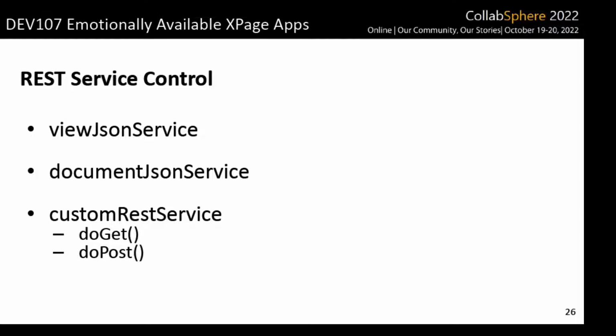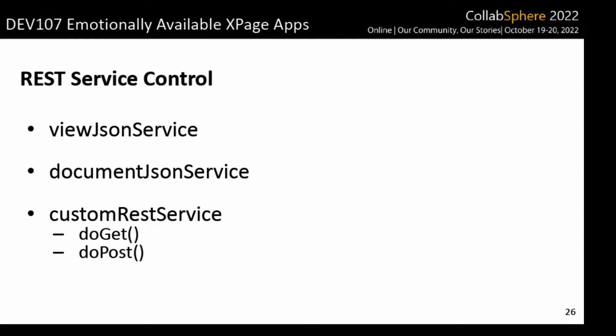First is the view.json service. This is a control that we use extensively in our environment, especially if you've seen any of my presentations about the flexible view control or blog posts. That is, the view.json service is kind of like the backbone of that as far as retrieving the data.